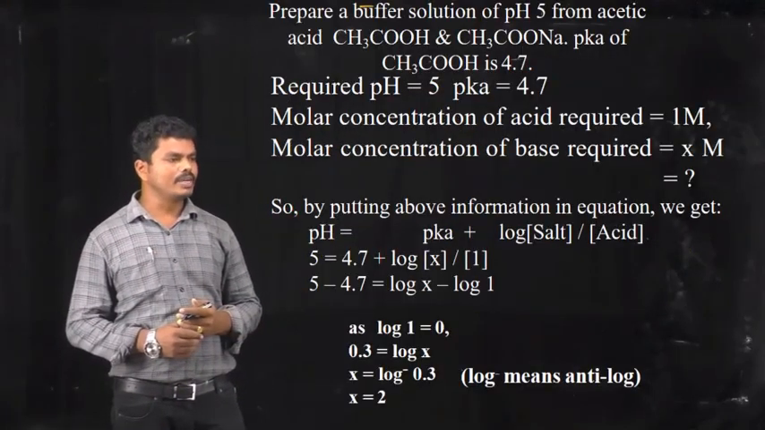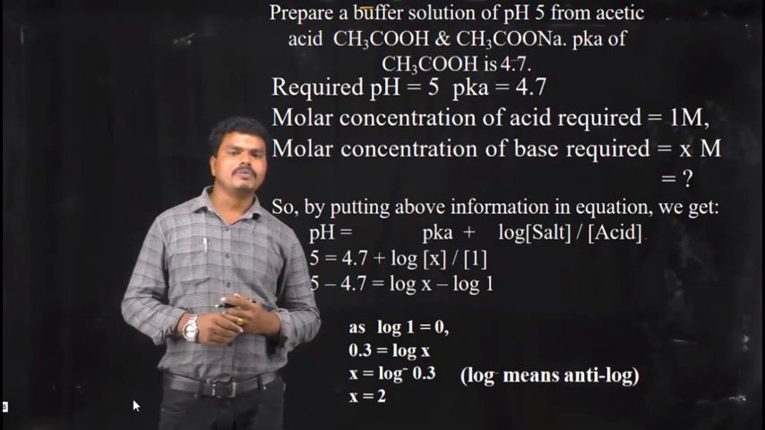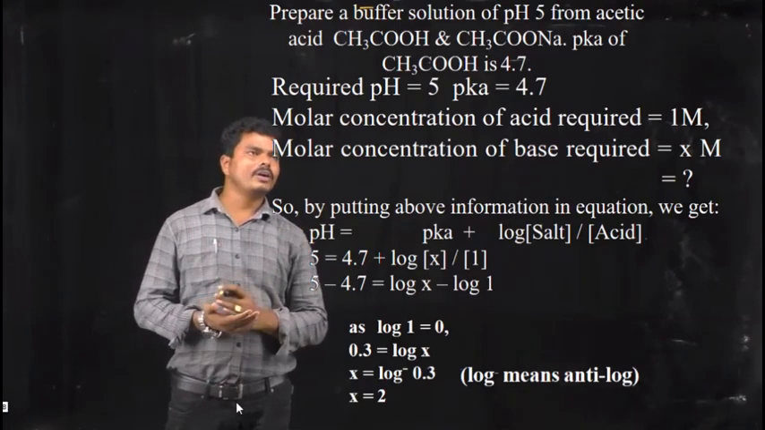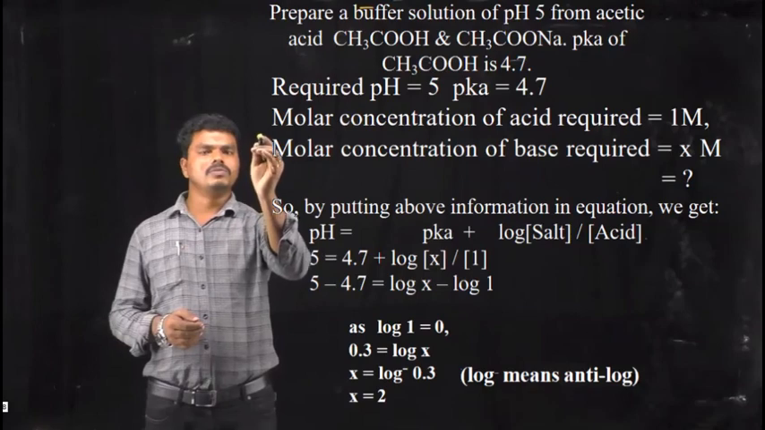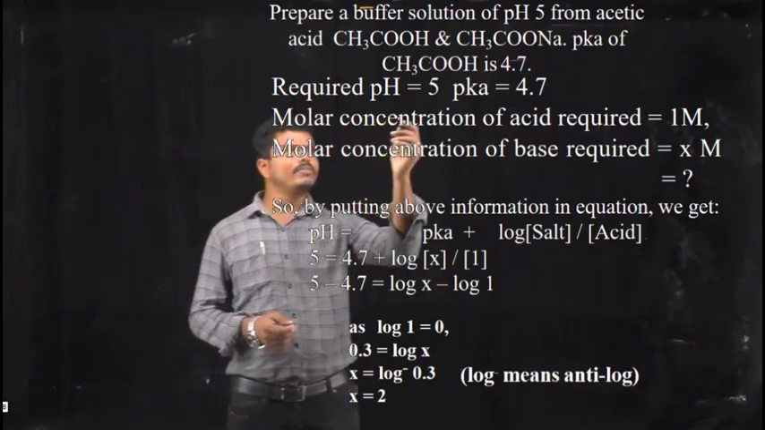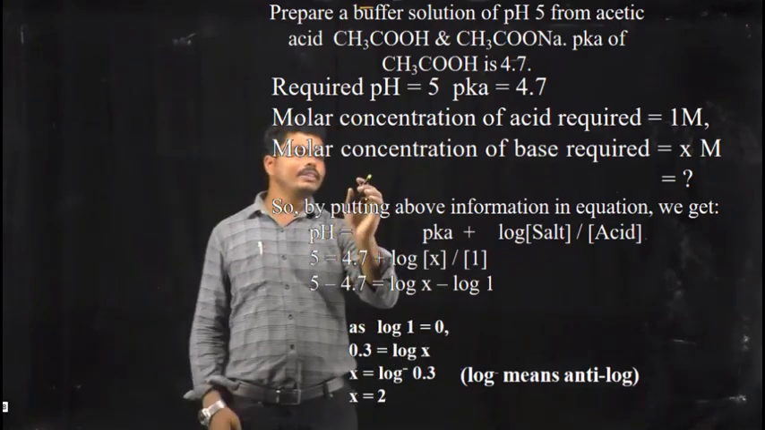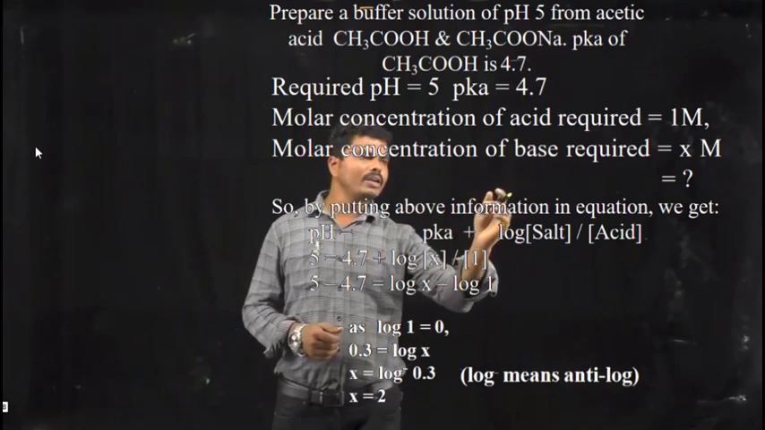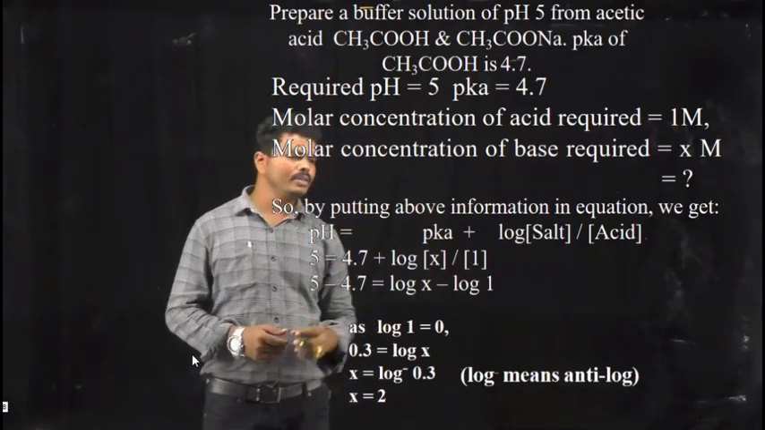Here we can see an example of preparing a specific buffer solution. The problem is: prepare a buffer solution of pH 5 from acetic acid and sodium acetate, where the pKa value of acetic acid is given as 4.7. We have to prepare a buffer with pH 5. When you take 1 molar concentration of acetic acid, we have to calculate how many moles of base are required. This can be done by using the buffer equation.